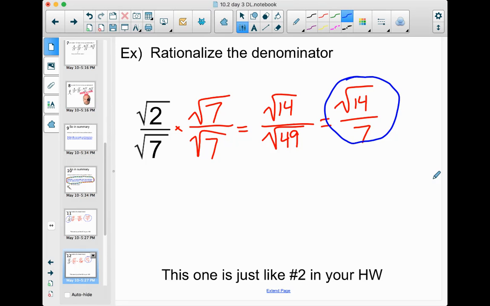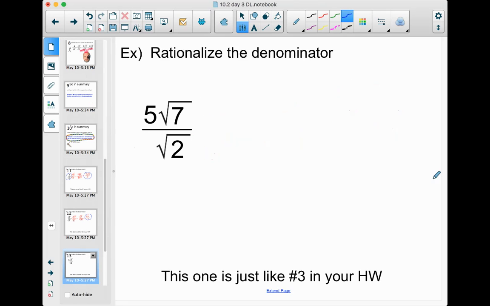Let's look at number 3, because that's going to match up with number 3 in your homework on Schoology. And again, these problems are all just a little different. So if you're stuck on number 3, go ahead and refer to this problem to get you through. All right, so our focus point has got to be this. Since square root of 2 is on the bottom, that's what I am going to multiply top and bottom by. Square root of 2, square root of 2.